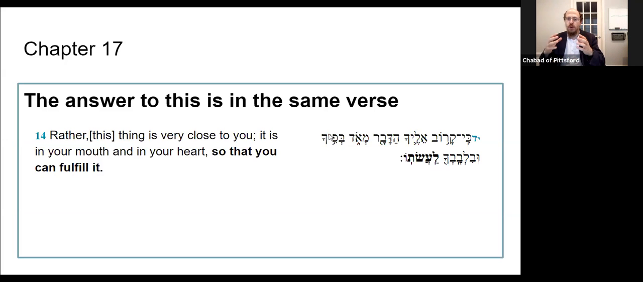So too, when you focus your Chachma and your Bina together, you focus on an idea, that's a union. The focus is the union. And that creates children. The children are the emotions. In the case of the godly soul, because it's more abstract ideas, it might be intellectual emotions, but it's still emotions, it's still motivation. And that is what it's saying here in the verse. Rather, this thing is very close to you. It is in your mouth and your heart so that you can fulfill it.